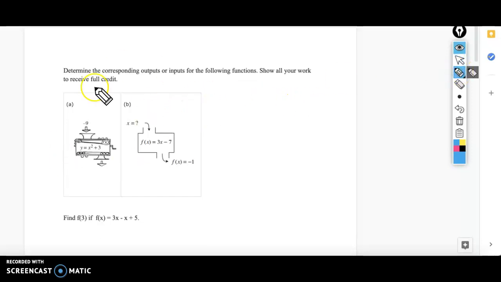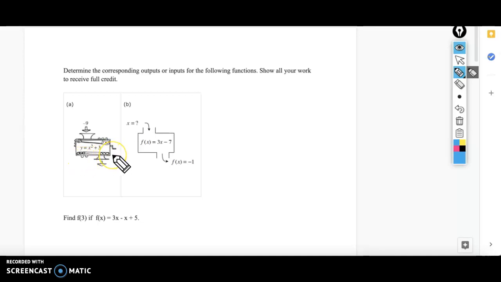All right, here we go. First things first, we have: determine the corresponding inputs and outputs for the following functions. Show all your work to receive full credit. Keep in mind, whenever it says this on a test, that means you want to show all your work, not just put the answer as x equals 2 or f of x equals 7. If you just write an answer, you won't get full credit, just so you know.